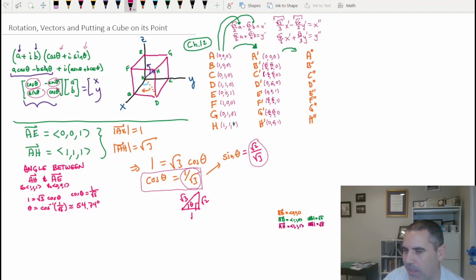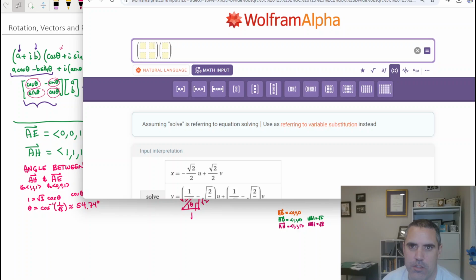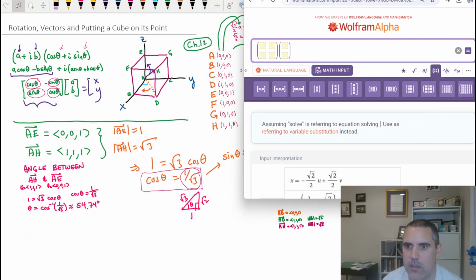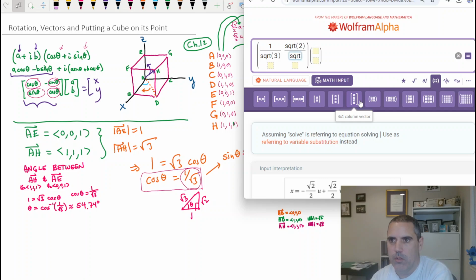Now, I started to do it by hand, then I realized I don't want to do that because it's hard to make the numbers nice. So what I did was I just wanted to show you how you could do it if you wanted to rotate points. I just grabbed an online calculator. I'm going to put 1 over square root of 3 here. I don't know why it didn't make it look nice. And then I think we just said this was square root of 2 over square root of 3, but with a negative in front of it.